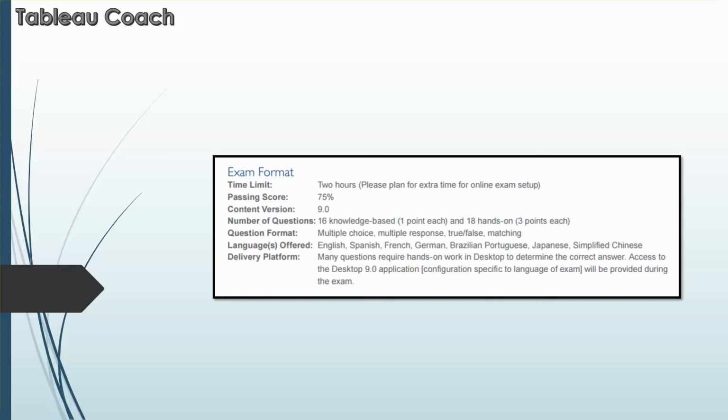You're also asked to have an ID with you so that they can make sure it's actually you taking the exam. And the passing score currently is 75%. There are 60 knowledge-based questions and 18 hands-on questions. And the format for the questions is either multiple choice, true and false, multiple responses, or matching. And this means that you're not going to be tested on the actual visualizations you create. You'll be tested on the answers that you're able to pull from those visualizations.